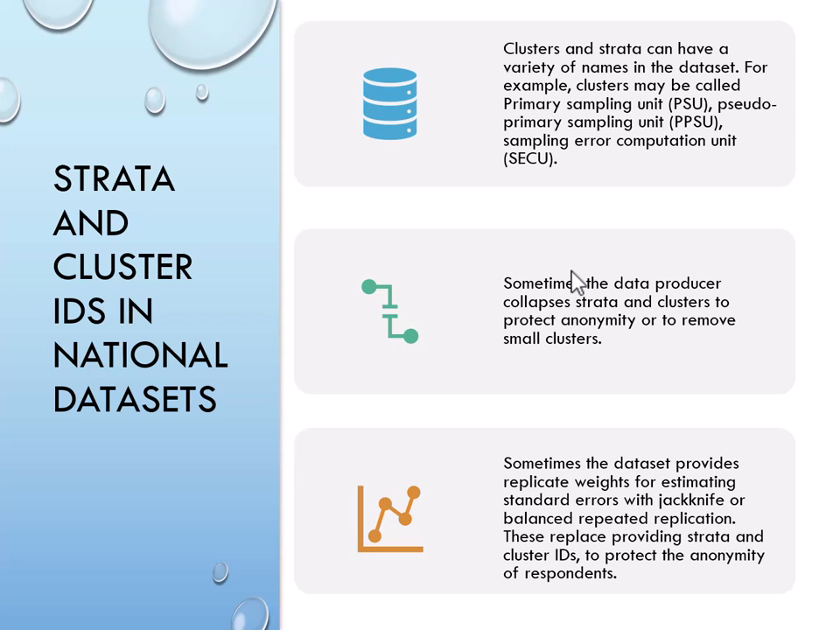Then sometimes replicate weights are provided instead of PSU and strata IDs, and that's for reasons of confidentiality. If replication weights are provided, you can use them for either jackknife or balanced repeated replication. The manual of the survey will explain which of these methods you should be using with those replicate weights.